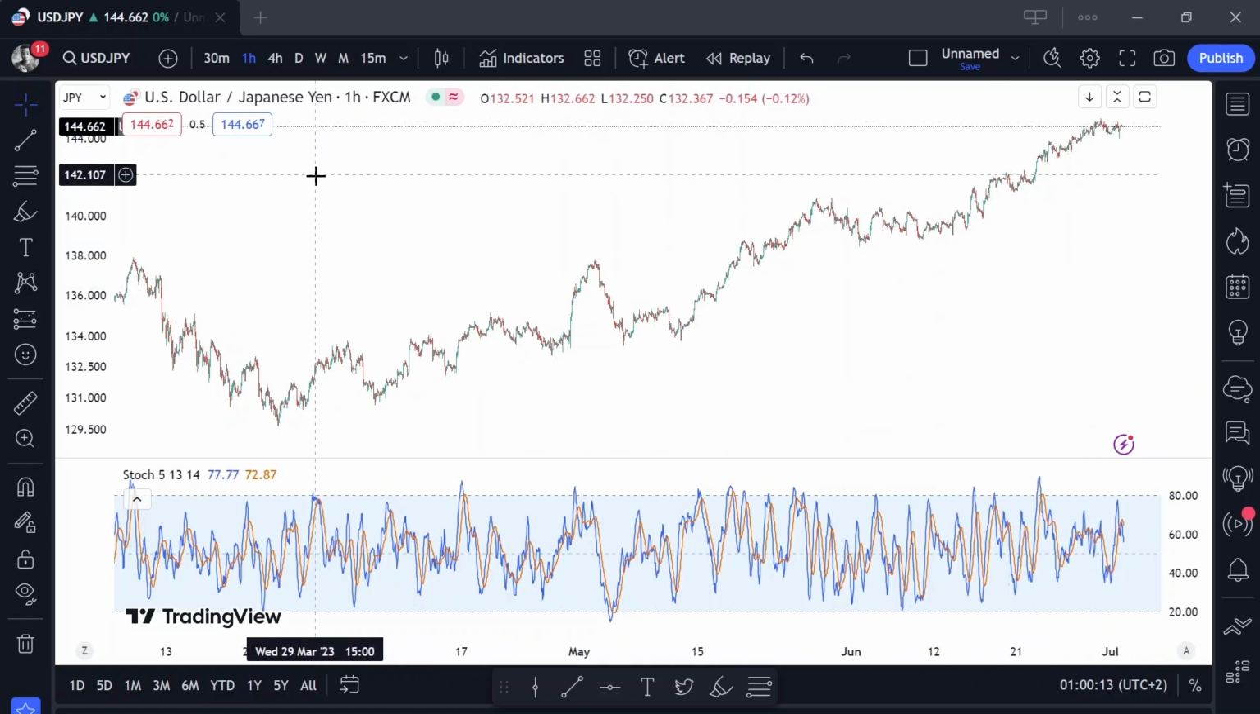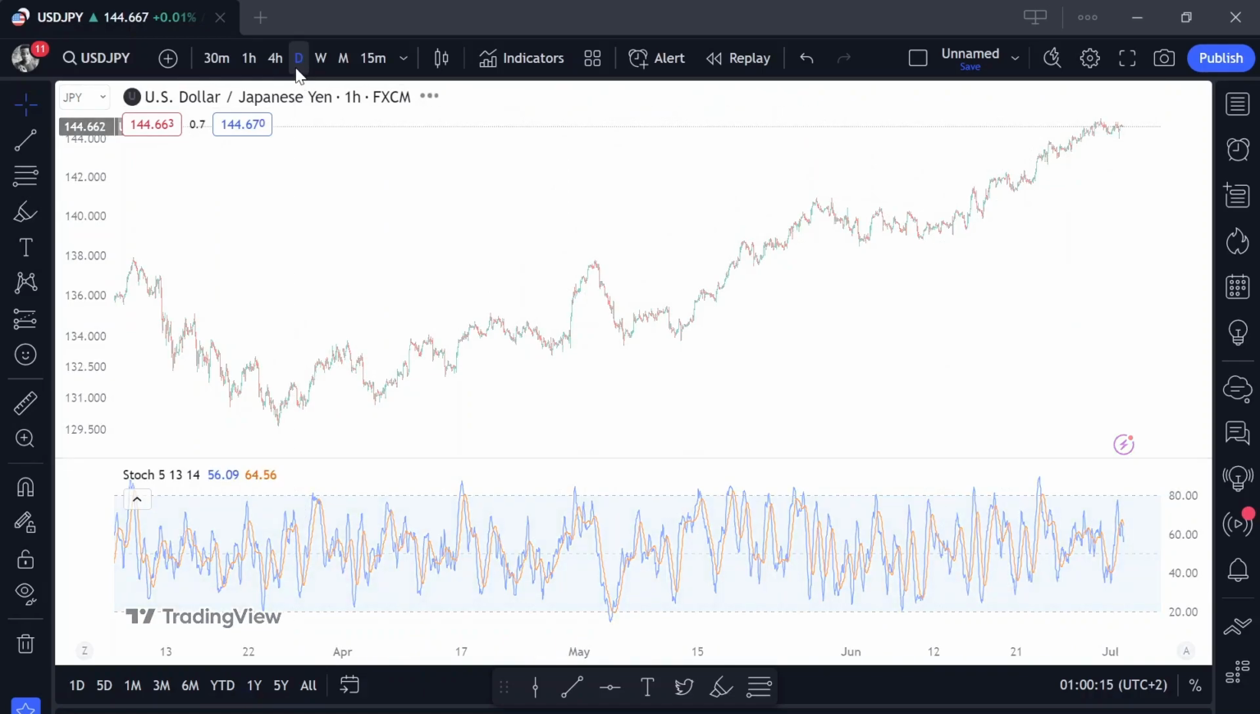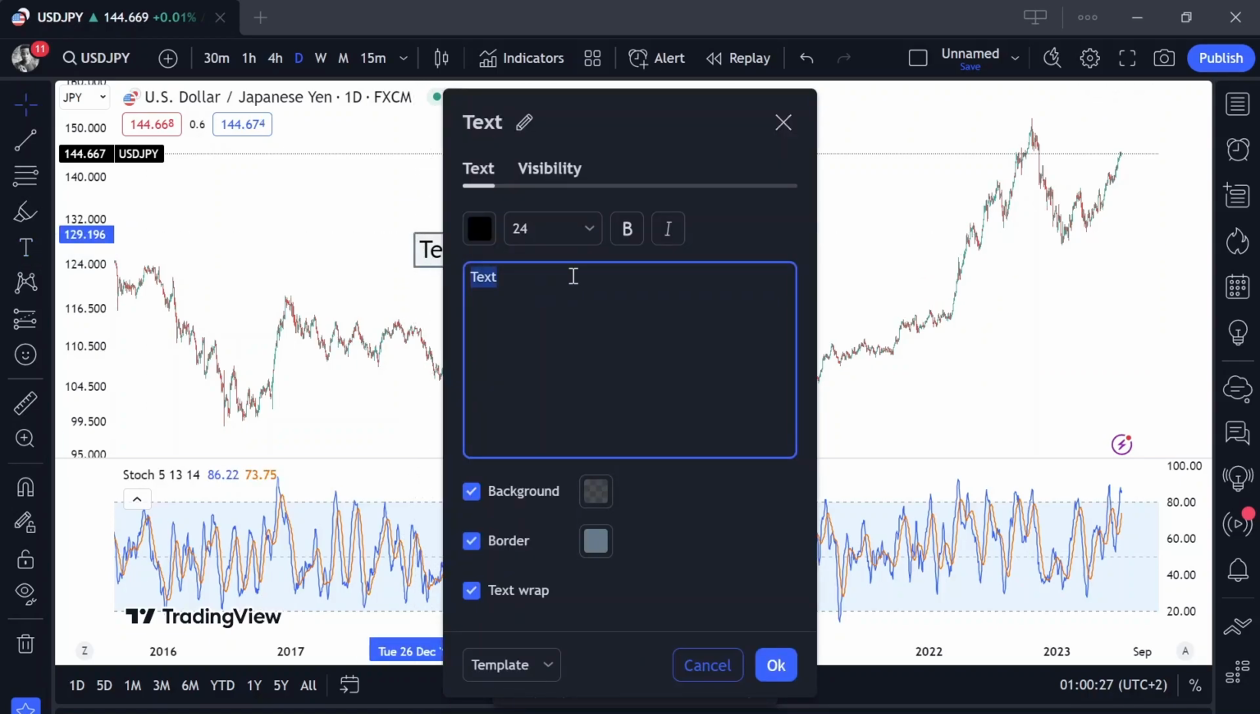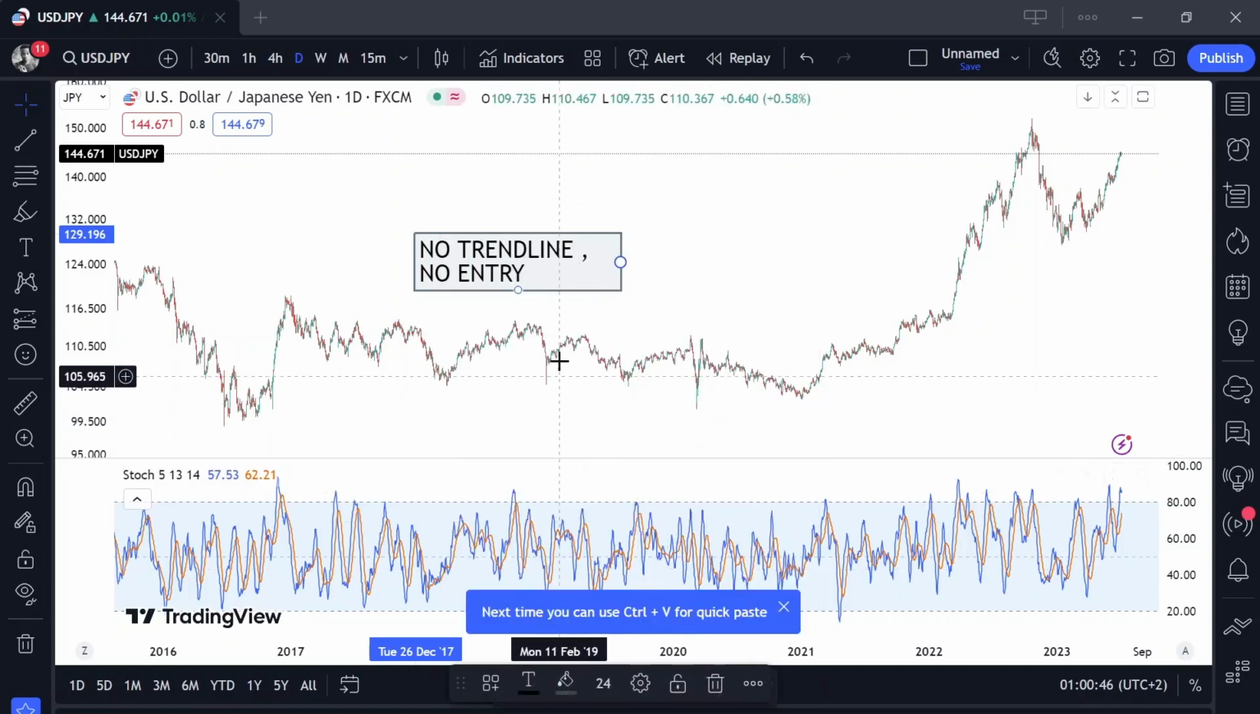So here's the thing when you want to analyze: make sure that you go to your daily time frame. We've got rules when it comes to the stochastic oscillator. Let me write some rules for you. We've got this rule that we say: no trend line, no entry. These are rules.